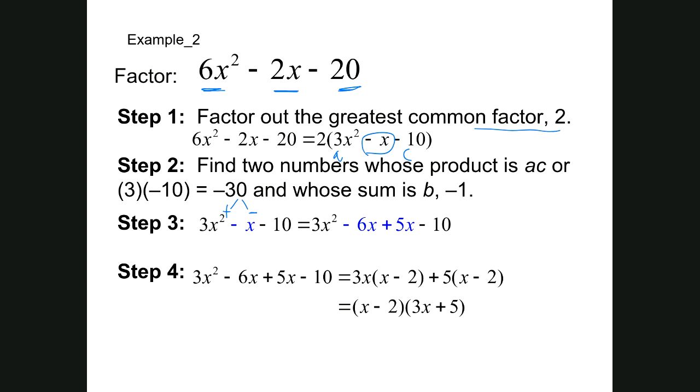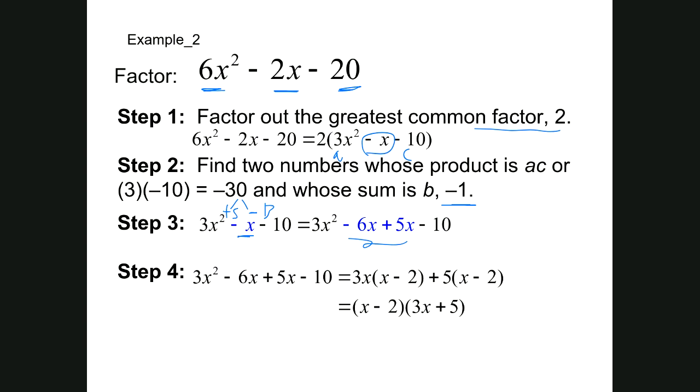So that means my bigger number should be negative, my smaller number should be positive, right? So when you add them together it will be negative. If you think of 5 times 6, the difference will be 1. And we're going to make the 6 negative because 6 is bigger than 5. So negative 6x plus 5x gives you negative x.